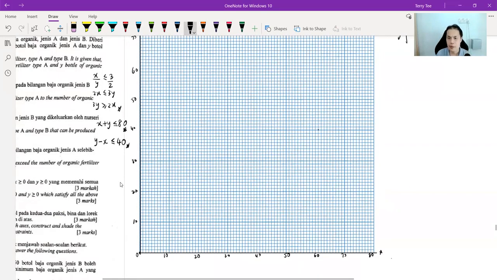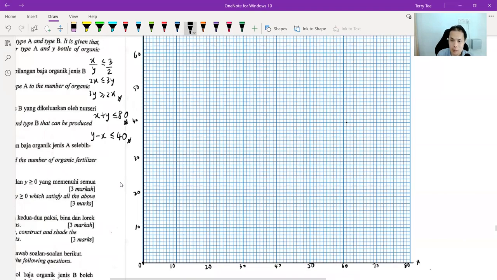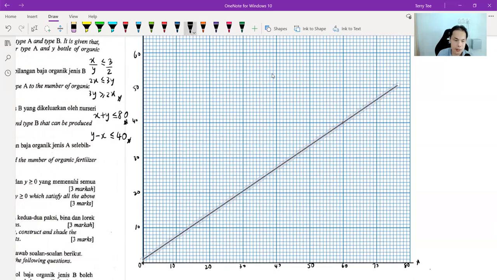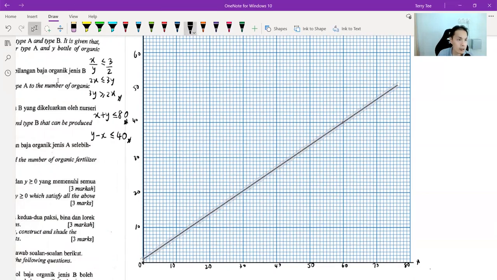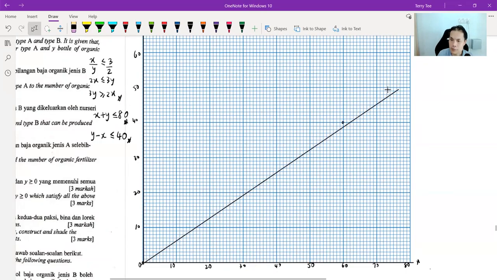Oh, it'll be hard to see. I need to plot the point here. So let's just use a ruler and draw a straight line. Make sure it passes through these 2 points. Let me adjust the line. There you go. A little bit more. Yep, that's correct. So this is 3y equals 2x.